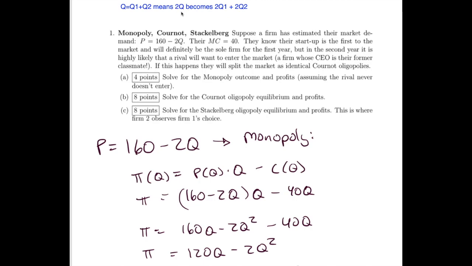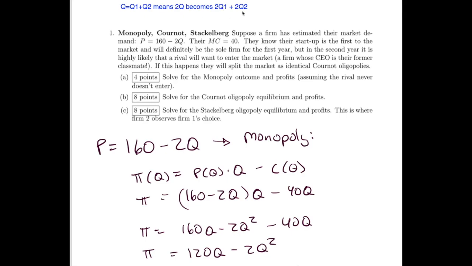So Q1 plus Q2 means 2Q becomes 2Q1 plus 2Q2, right? That's just the algebra. Because we so often see the coefficient on quantity 1 and quantity 2 just being 1, sometimes we forget how to deal with this coefficient here. Well, because this is the market quantity, it's just the sum of the quantity from firm 1 and firm 2, meaning we need to distribute 2 to both of those quantities.